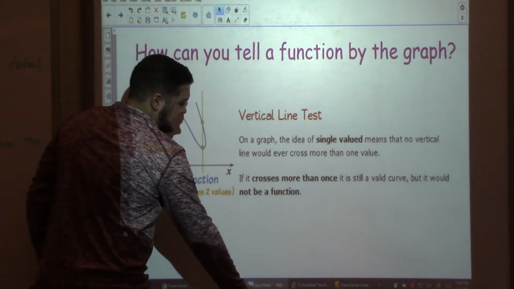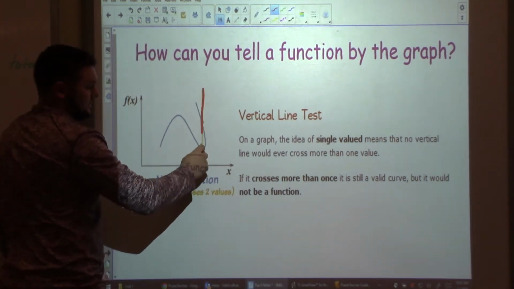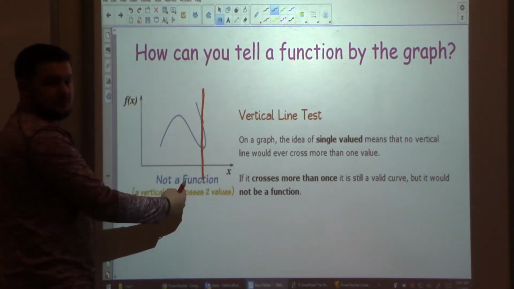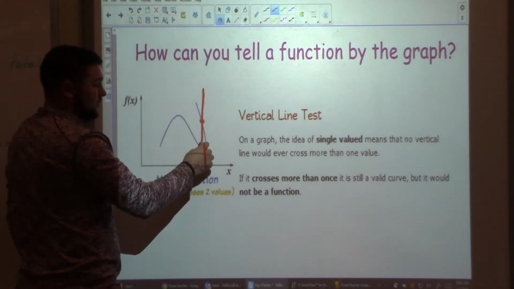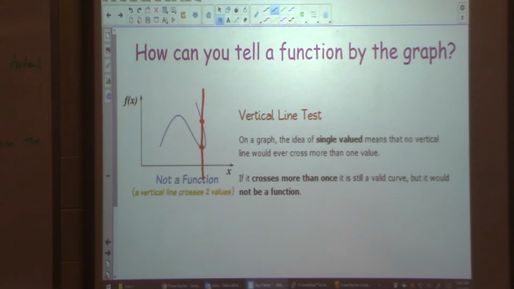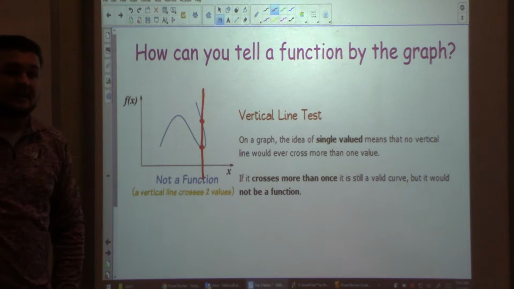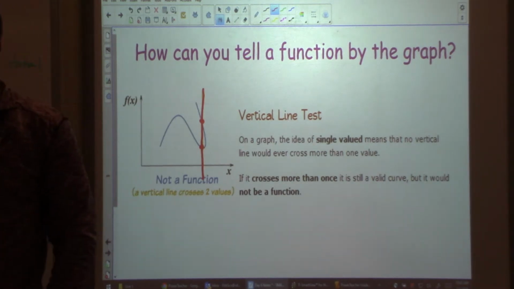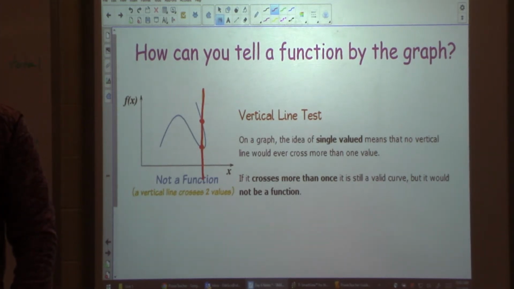Because the idea is, guys, this is one x value. Right? This is like, let's say x equals 3. If it hits more than once, that means it has 2 different y values it can come out to. So that's not a function. That one up there is not a function. If you do the vertical line test, it should hit only once. If it hits more than once, it is not a function. Because then it's mapping to multiple y's. Alright?